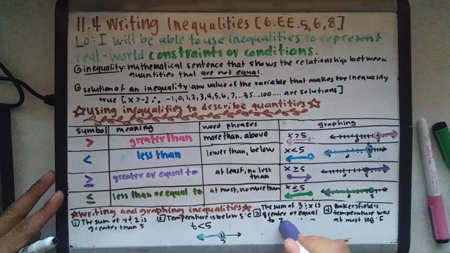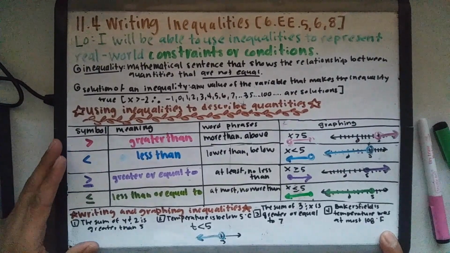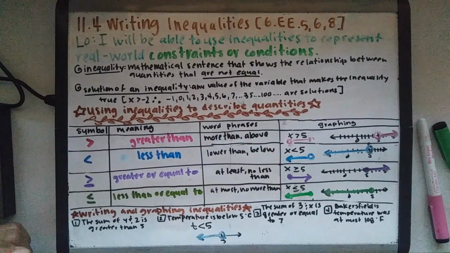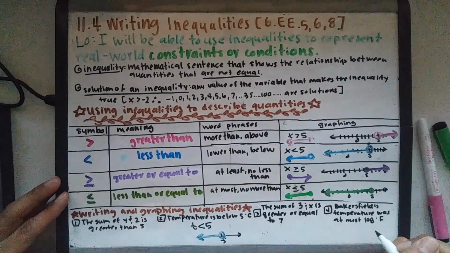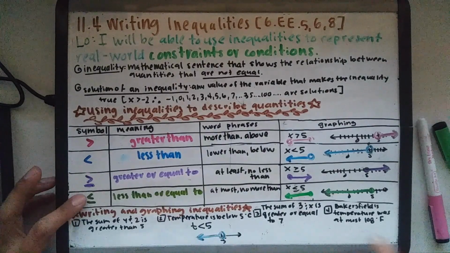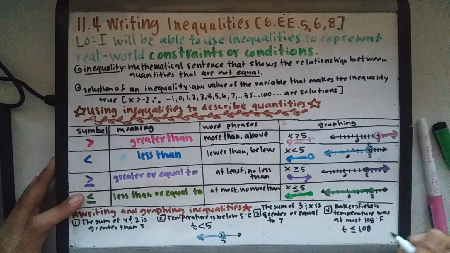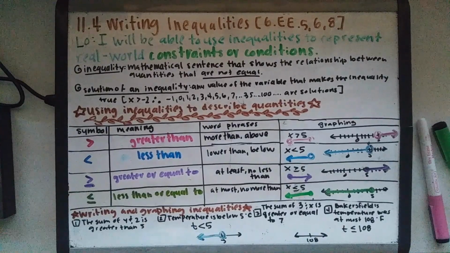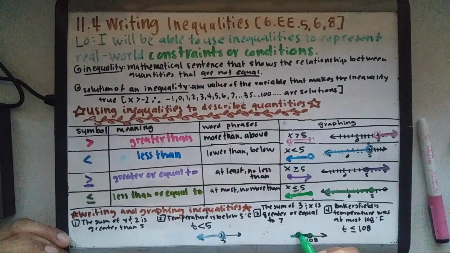And lastly, we have Bakersfield temperature was at most 108 degrees Fahrenheit. I know that's not true. It can probably get higher than that. So it says at most, so less than or equal to, right? So I'm going to say temperature less than or equal to 108. And then when I graph at 108, I'm going to have a closed circle because it can also be 108, and it's less than, so I'm going to shade to the left.